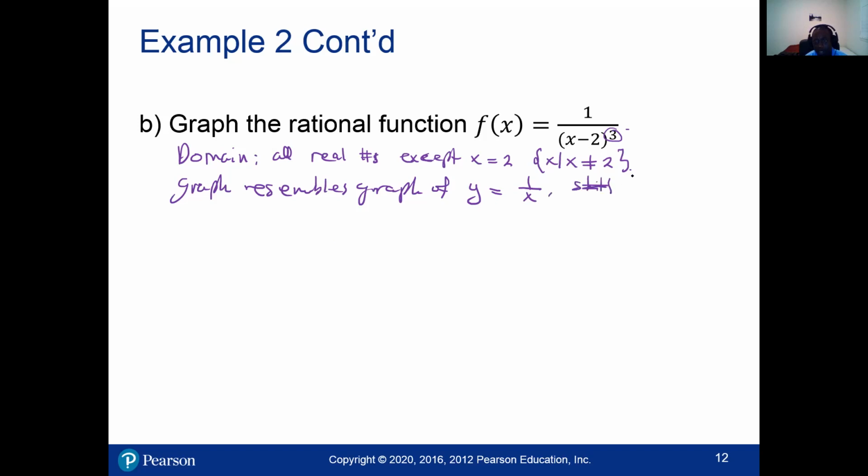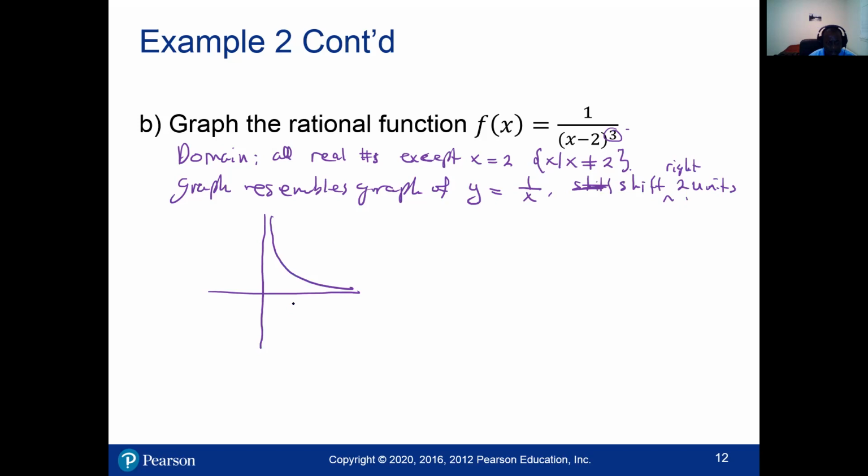So shift 2 units, shift right. Actually, it's a horizontal shift right 2 units. Okay, so when we have this graph here, okay, we have this graph.